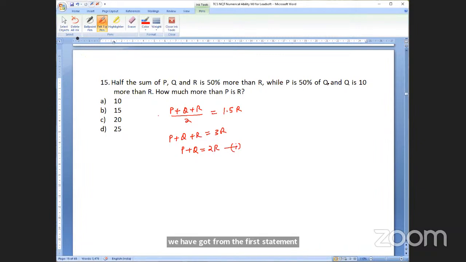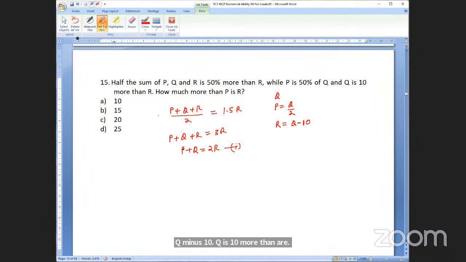P is 50% of Q. So if Q is Q, P is Q by 2. 50% means half. And Q is 10 more than R. Okay, Q is 10 more than R. So we can say R is Q minus 10. Q is 10 more than R. That means R is Q minus 10.